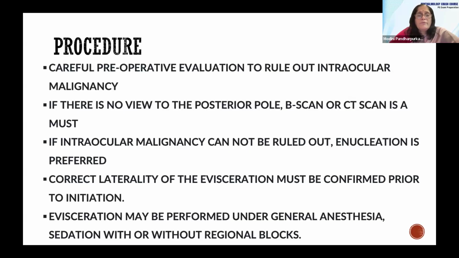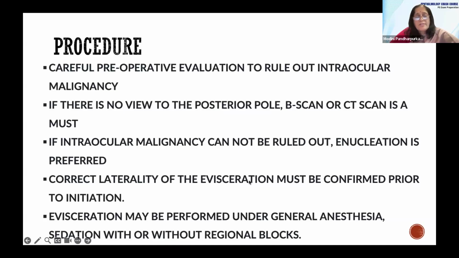Now, before you go, you have to do a careful preoperative evaluation to rule out intraocular malignancy. This cannot be stressed enough. It is very, very, very important. If there is no view, a B scan or CT is to be done. If it cannot be ruled out, if there is a doubt, even on the CT and B scan, something like a mass, maybe an organized subretinal something, a foreign body, whatever is there, if you're not sure, please don't plan for evisceration. Go for an enucleation, put an orbital implant or a dummy fat graft.